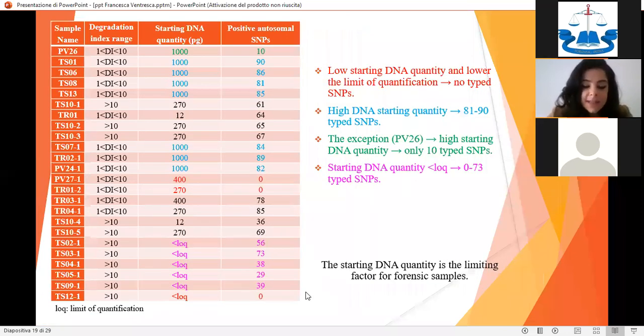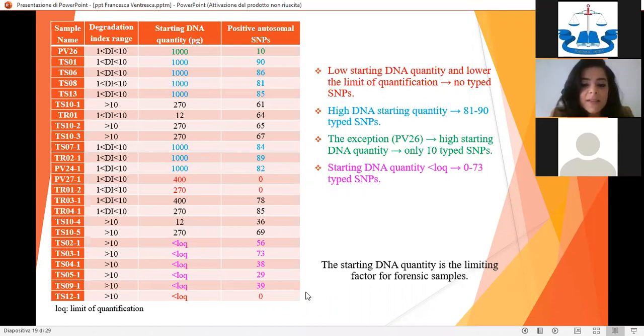Summarizing the characteristics and the results of forensic samples, we can notice that samples with low starting DNA quantity, below the limit of quantification, which are the samples in red, didn't give any SNPs. Samples with a high DNA starting quantity, the samples in blue, gave between 81 and 90 typed SNPs. The only exception was the first sample in the first line of the table: even though it had a high starting DNA quantity, only 10 typed SNPs were detected.